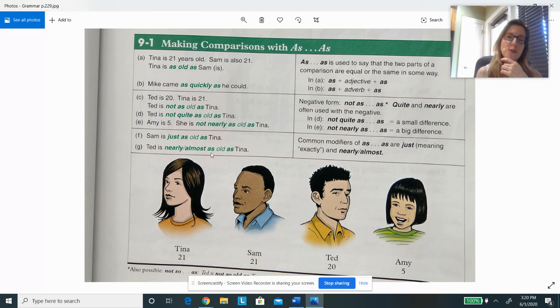Ted is almost as old as Tina. These two words mean the same thing, and that means they are close to the same, almost the same. Remember, not nearly has a different meaning. That means there is a big difference.